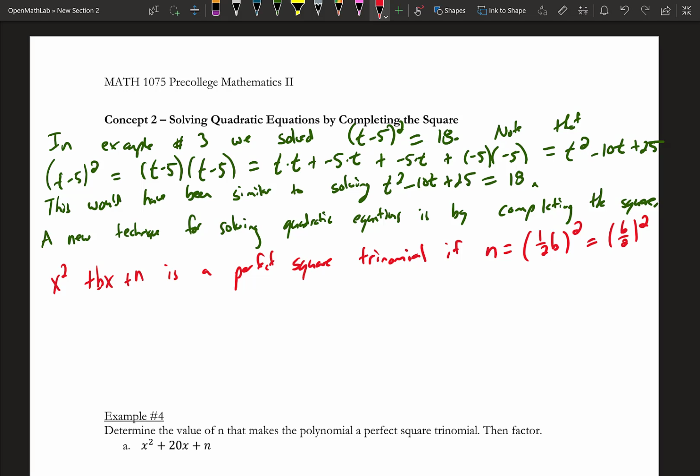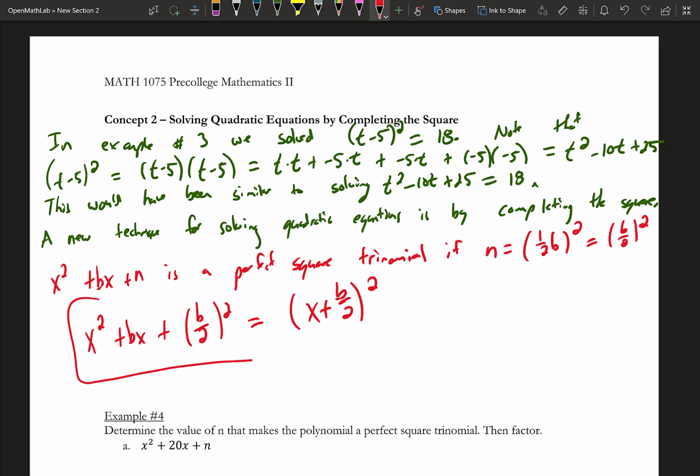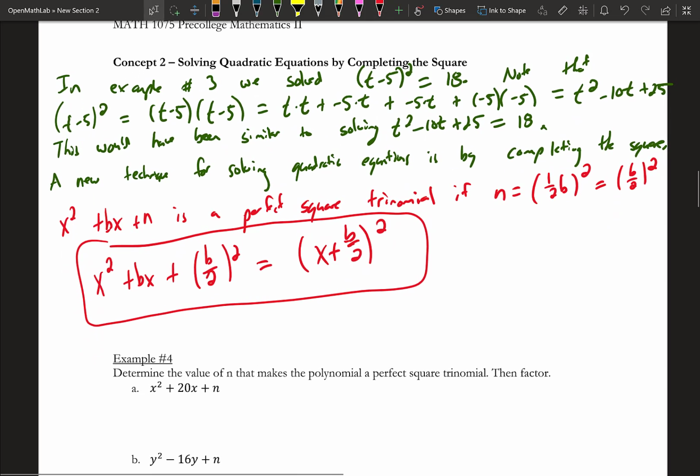Right, so what we could say essentially is that x squared plus bx plus b divided by 2 quantity squared is equal to, this factors as, x plus b divided by 2 quantity squared. Right, so this is something good to know that can help us, especially in the next example, or in this section. Right, and just to note that in order to get this part, we can add that to both sides to make that happen.